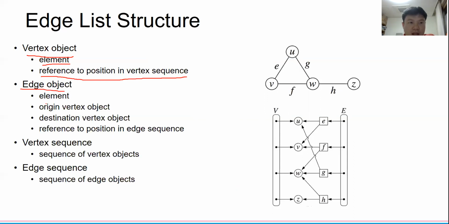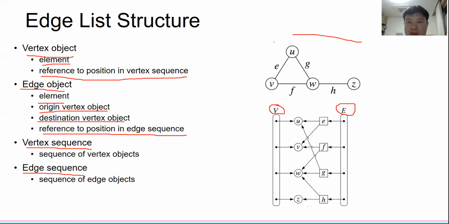The edge object is the element, with the origin vertex object and the destination vertex object, and there is a reference to its position in the edge sequence. We can do this with the vertex sequence, and also with the edge sequence. Like this one: in the vertex object we have the V, and in the edge object we have the E.